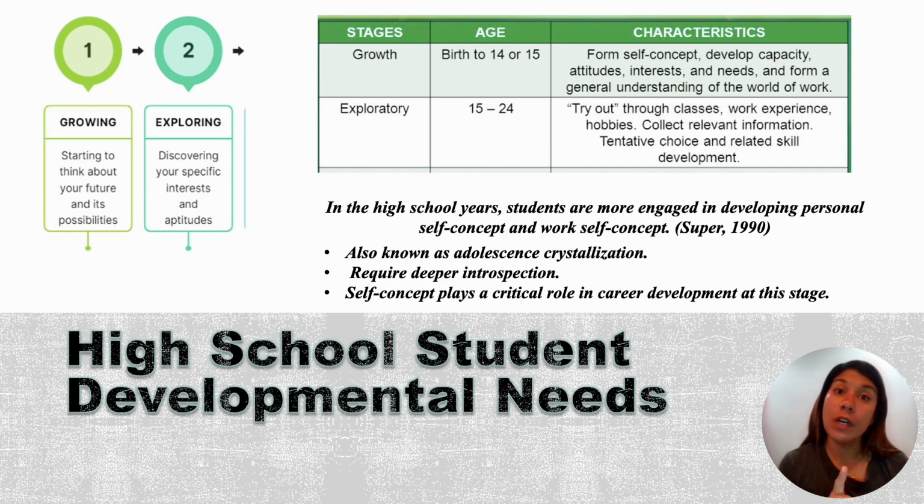When it comes to stage 1, which is the growing, that's from 0 to 14. Now, the average age range when you're going to high school is 14 to 18 years old. So that's why there's 2 different stages. The second stage, which is exploring, is from ages 15 to 24. So that kind of takes on from your sophomore year to your senior year and kind of goes from there as far as age ranges.